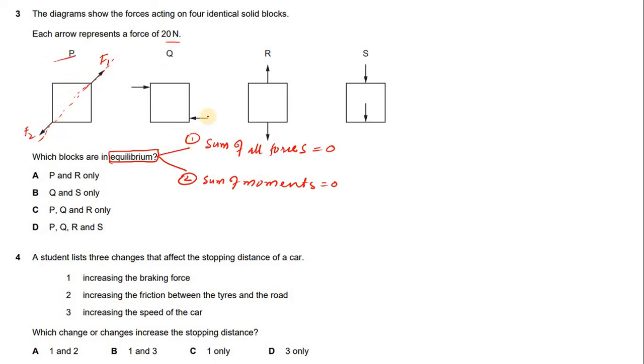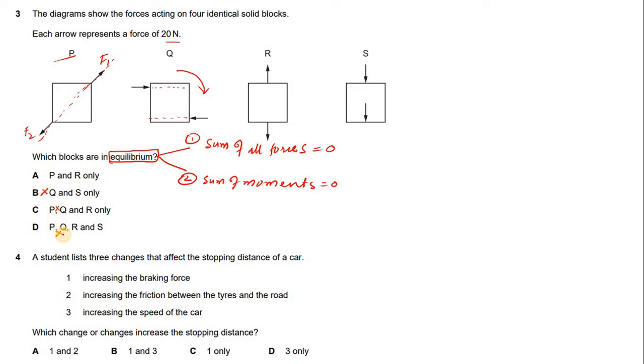Q, we have opposite forces, but the line of action of both forces is not the same. So the lines of action are not the same. That means due to these forces we have a moment, and if you see, the moment will be clockwise. So Q will be rotating or spinning clockwise. So it is not in equilibrium.